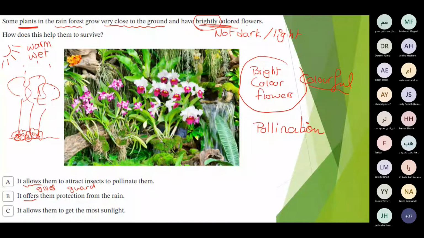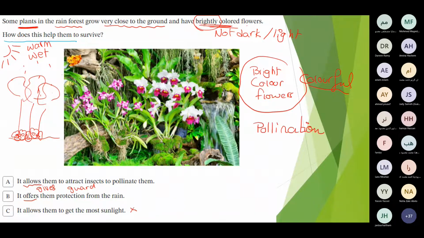Surely that is not a correct answer, right? So it's excluded. Okay? What about number B? In the rainforest there's rain and there's sun like this. So I think it's number B. Wait a minute, you say number B. It offers them protection from the rain. This is a fact, that being on the ground gives them protection from the rain. But is that what he is asking about? Aser, focus with me on the question, and you will answer. He says, how does this help them to survive? Survival, we said, is a change that happens through number A.